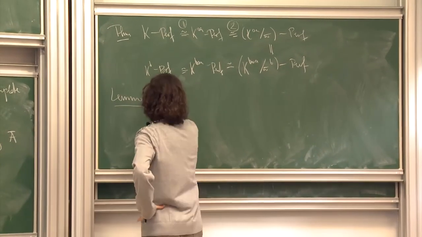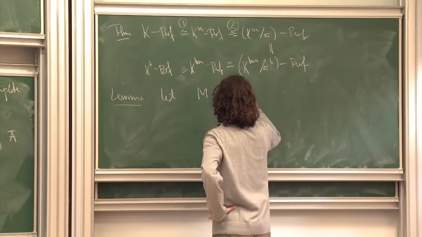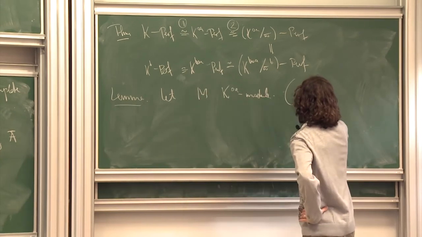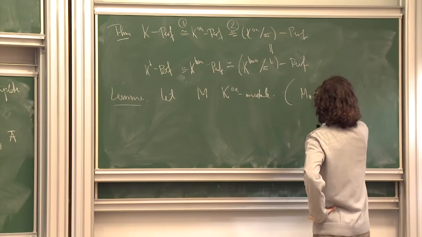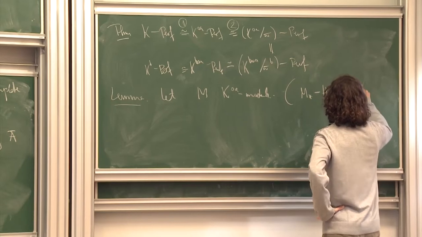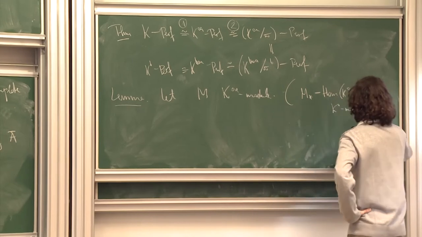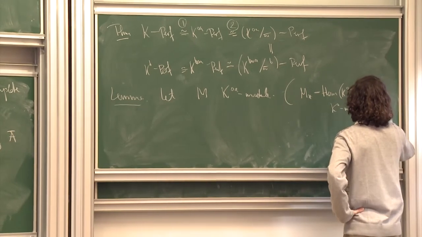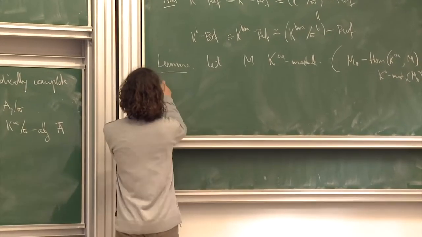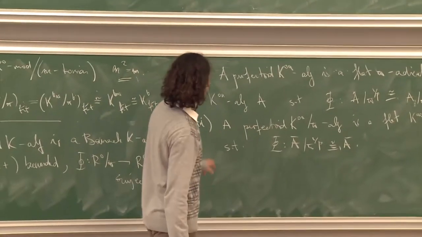So let M be a K0 almost module. And recall that then we had defined this module M lower star, which was the homomorphisms in this almost category from K0 A to M. And so this is a K0 module. And in fact, if we take the associated almost module, we get back M. So the first part describes the condition when M is flat.